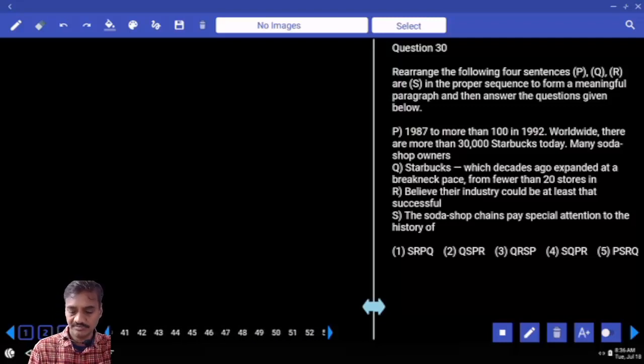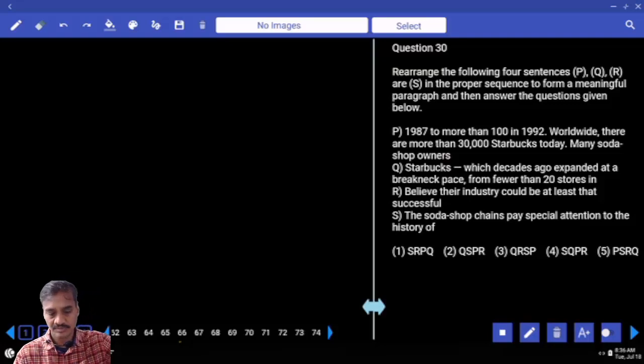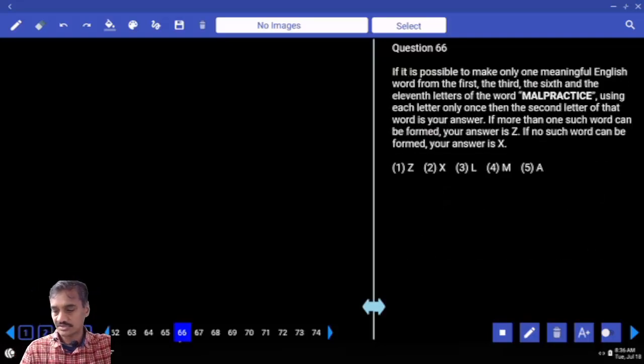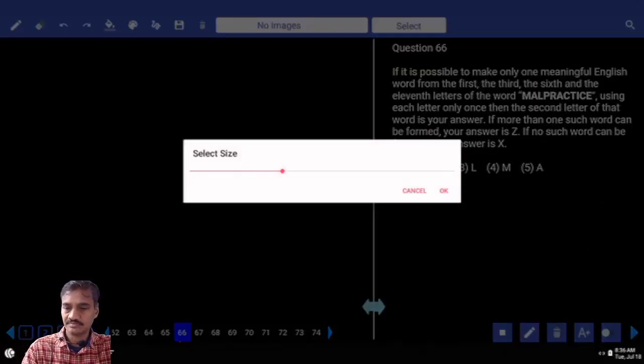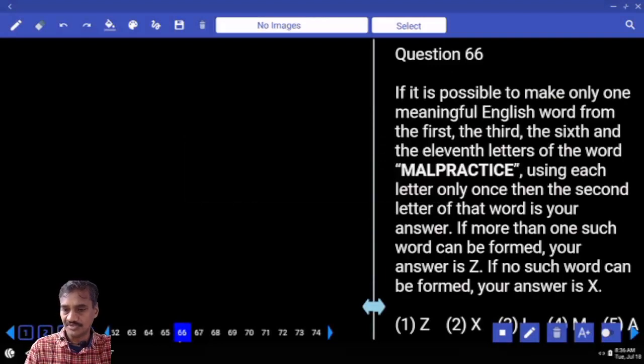IBPS Clerk Prelim. Now in this question number 66 onwards. Now here 66. Now it is based on word formation. Now what are the letters we need to take here? 1, 3, 6 and 11. 1, 3, 6, 7, 8, 9, 10, 11.